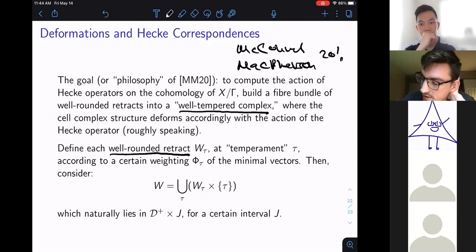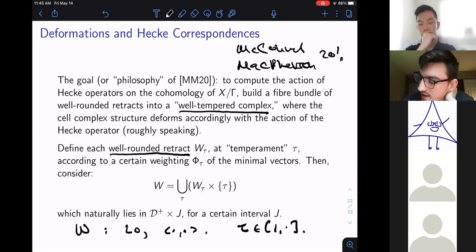So what is the idea of the well-tempered complex? Remember, when you specify the well-rounded retract, you have to fix a lattice and you have to specify this Euclidean inner product, which measures whether or not something is well-rounded. The idea of the well-tempered retract is you pick a family of temperaments tau, which range in some interval. And for this family of temperaments tau, for each tau, you define a scaling factor for your Euclidean inner product, which remeasures what it means to be well-rounded. And then you build a complex, which is essentially a fiber bundle where every fiber is a different one of these well-rounded retracts.